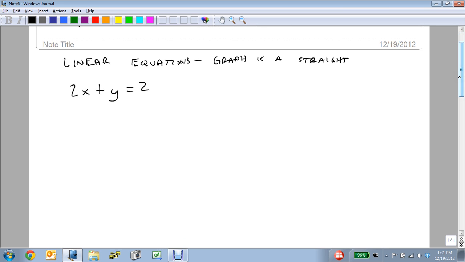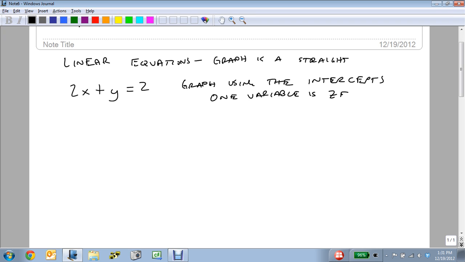And so let's look at, as our first example, suppose we have 2x plus y equals 2. And we're told that we need to graph using the intercepts. Now remember that the intercepts are wherever our line crosses either the x-axis or the y-axis. And so that means that one variable is 0. So we're just going to use a simple point plotting technique. We're going to put a 0 in for the x here and a 0 in for the y here.